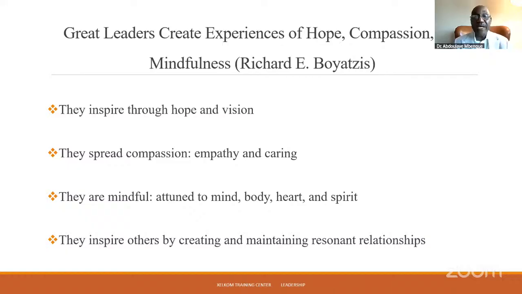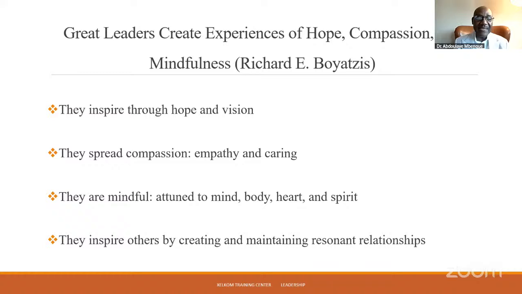Great leaders, what do they have in common? They inspire through hope and vision. Here you can write there, for those that believe in Christ, that was the teaching of Christ. For those that believe in Muhammad or Moses, that was their teaching. Or even those that believe in Mother Teresa or Gandhi or Nelson Mandela, Martin Luther King. What else do they do? They spread compassion, empathy and caring, being able to put yourself in the shoes of other people.